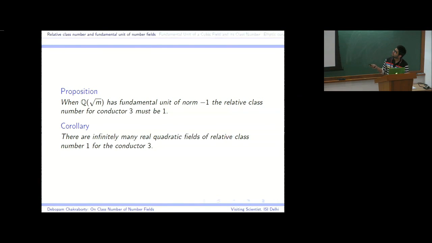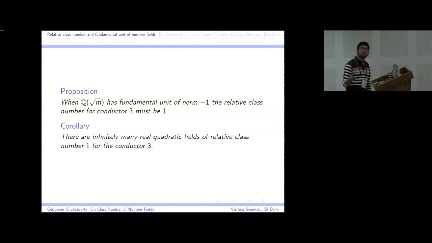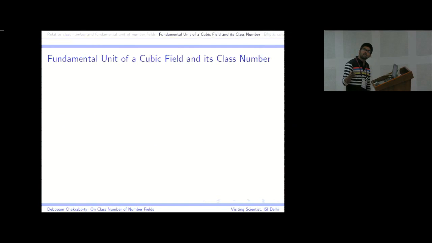And now, combining these two results, you will find that the relative class number will be 1 for that conductor. In fact, a proper theorem can be given about a necessary and sufficient condition for when the relative class number cannot be 1. But yeah, I am not talking about that either. So I will go fast and talk about this.